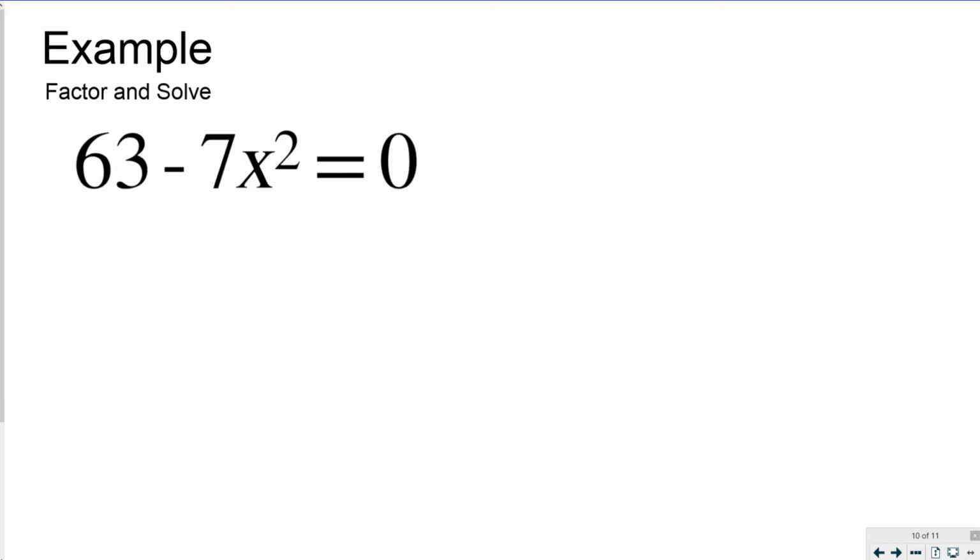And finally, factor and solve. This one doesn't look at all like any of the ones that we've seen thus far. However, we don't have to discount difference of two squares until the GCF factoring fails and we cannot see that they're perfect squares. Then we have to give up and say, nope, neither of these are perfect squares and cannot be factored that way.